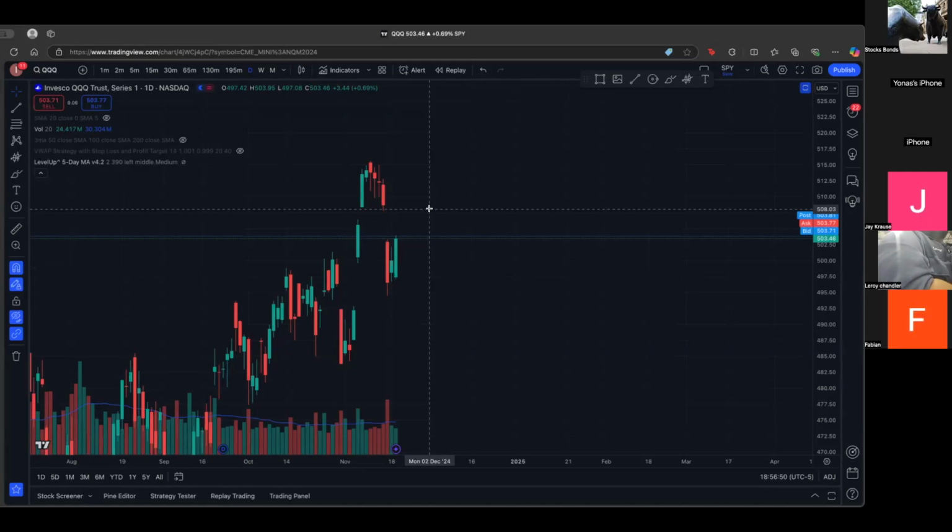Why did we enter right here? Check the 5-day moving average. That'll answer your question. We will never enter anything if the stock is trading under the 5-day moving average, by the way. Number one, it never, ever, ever happens. The stock needs to be above the 5-day.